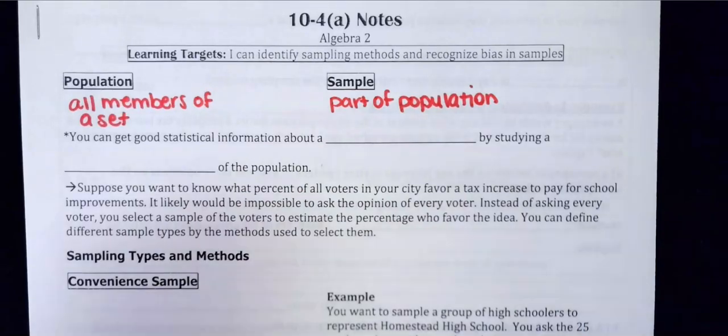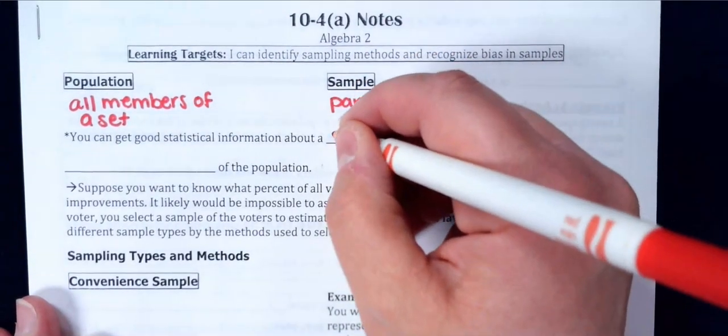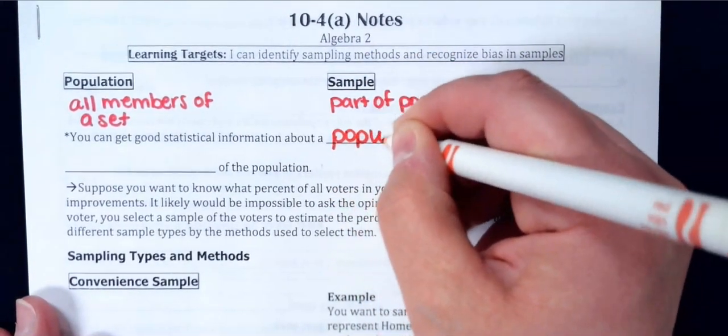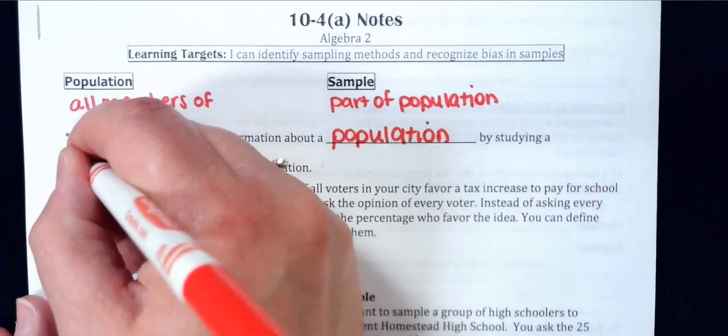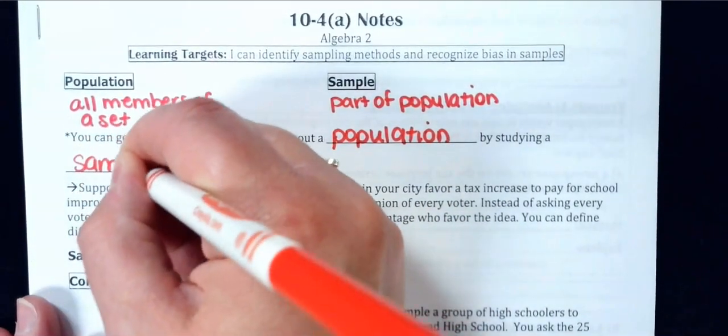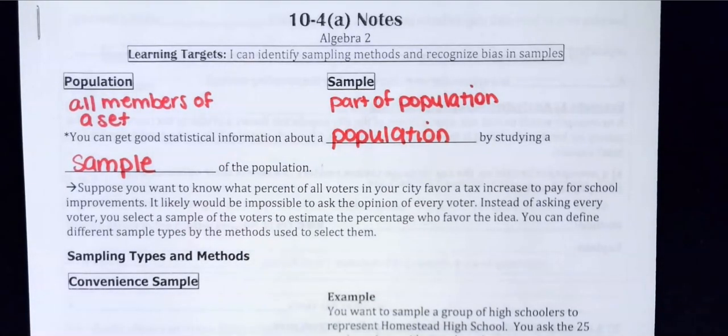Now, you can get good information that you can use statistically about a population, so a whole group, by studying a sample of that population. So we can make conclusions about the whole group based on part of the group, is basically where this is going. So I have a tiny little example to give you in general before we start getting into these different methods.